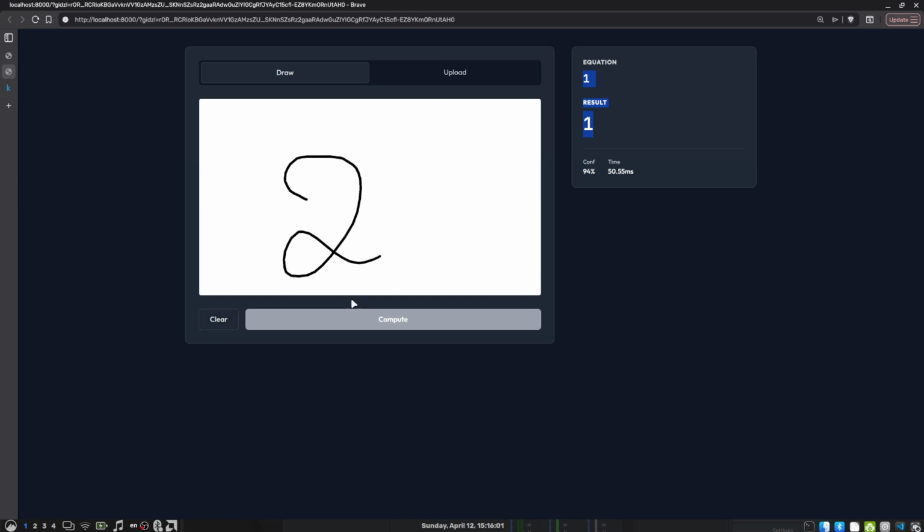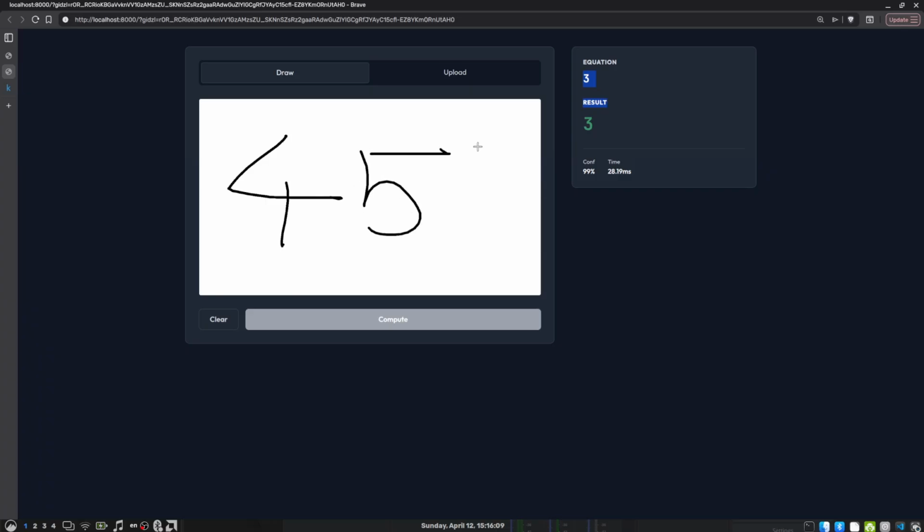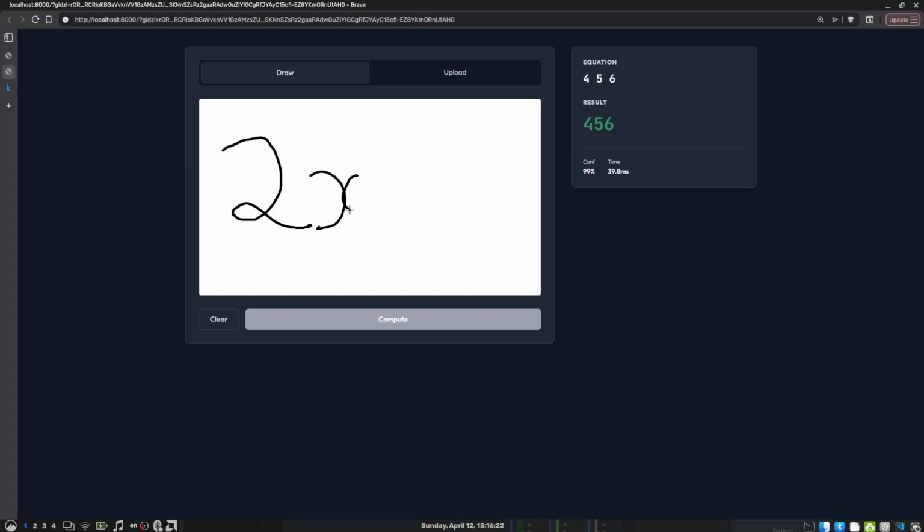Let's do two. How about three? Now let's do a bigger number, about 456. Okay, it correctly predicts the result. How about something more difficult? How about 2x minus 1? Okay, 2x minus 1. It correctly predicted.